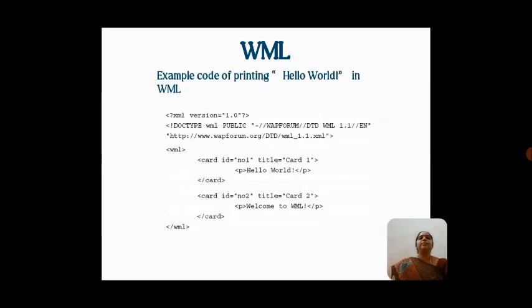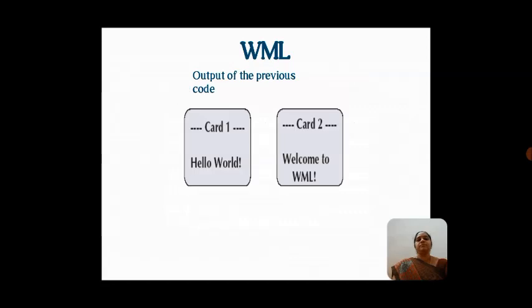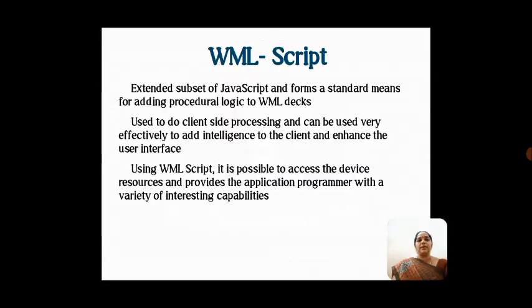So this is an example of WML coding. This code is used to print hello world in a browser. These are the outputs for the previous code. We have two cards: the first card prints hello world, and the second card prints welcome to WML.